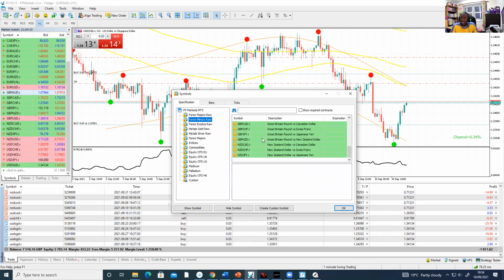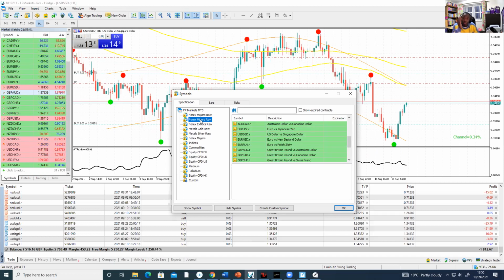Why do they call them the minors? Because there's not a lot of trade in them. Like the Swiss franc, they're not a major player like the UK, the US or Europe. So New Zealand and Australia and those other countries, they're big countries, but not as major as a US/GBP.